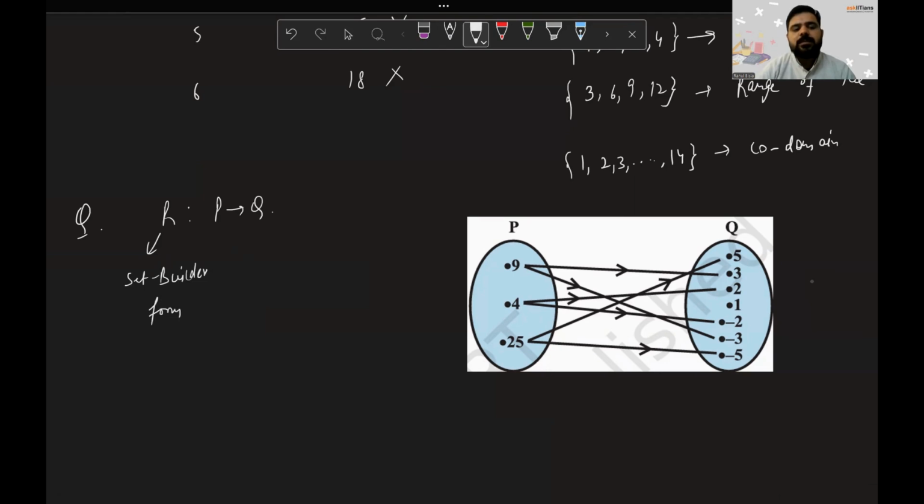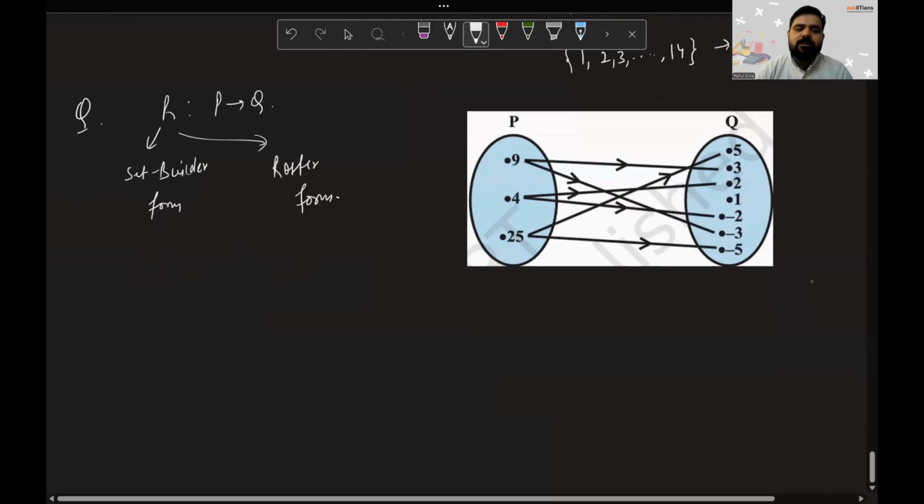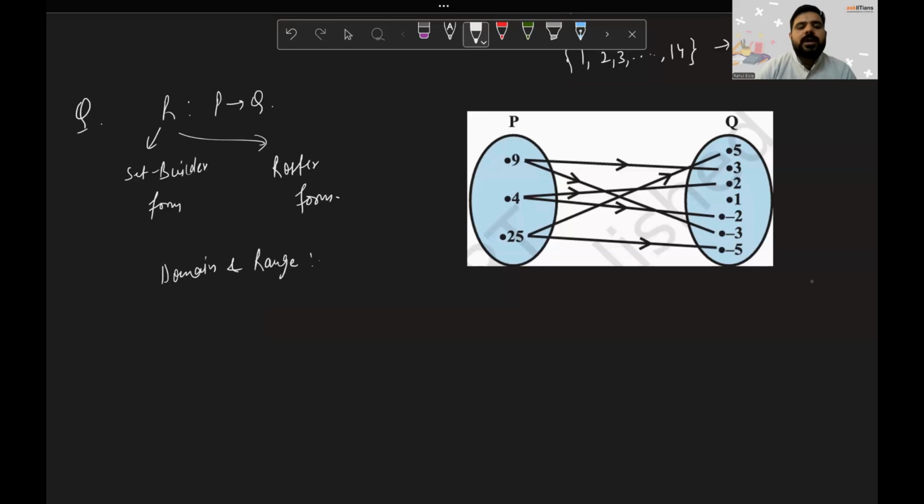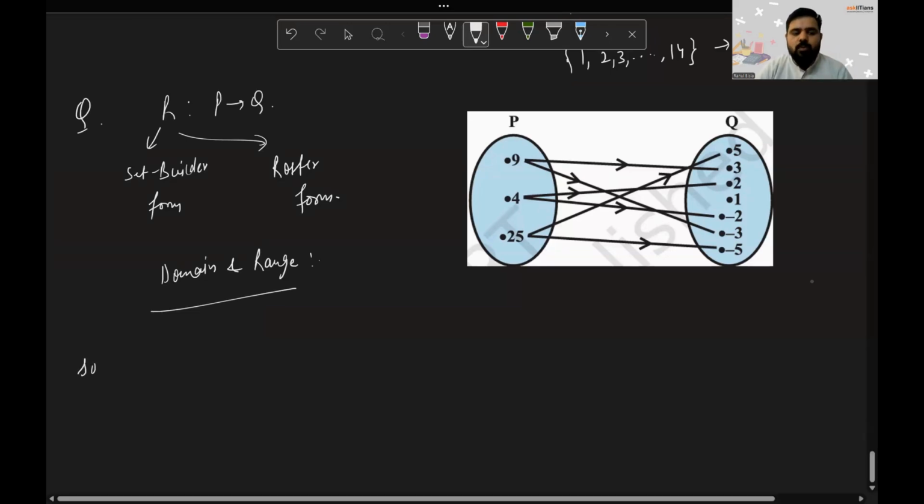We'll be writing this in the set builder form, and then we'll be writing the same thing in roster form also, right? And then after that, we'll be finding its domain, we'll be finding its range also, right? So that is also something we'll be doing. So let's move on to solving this question.